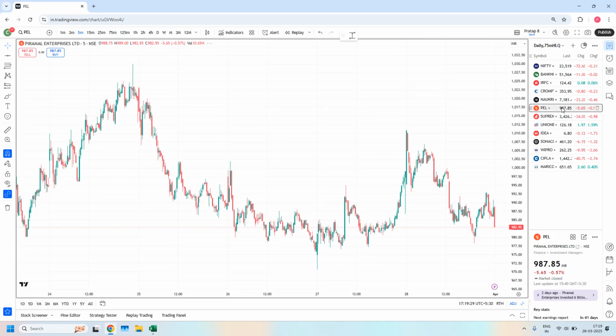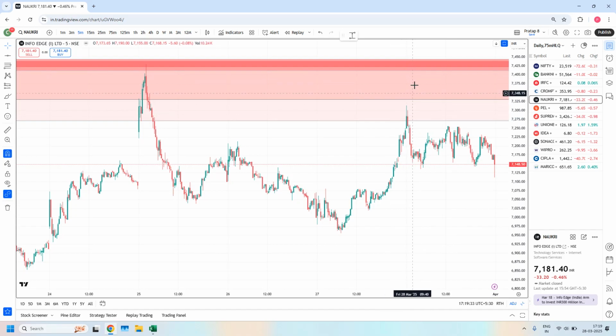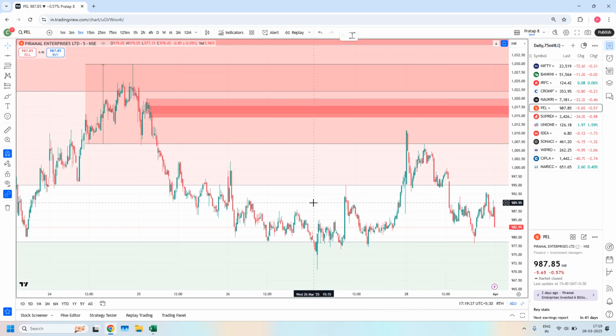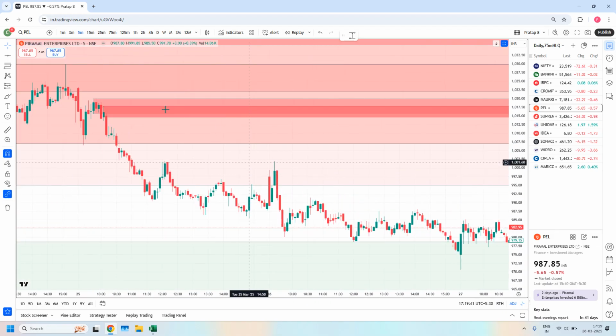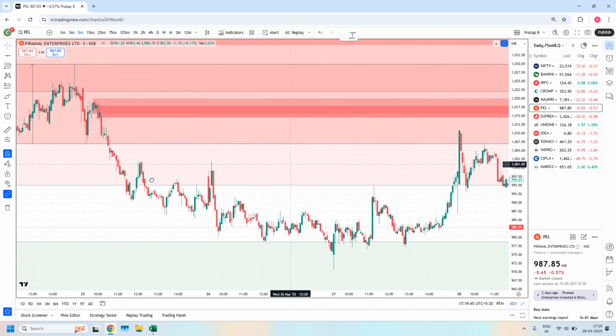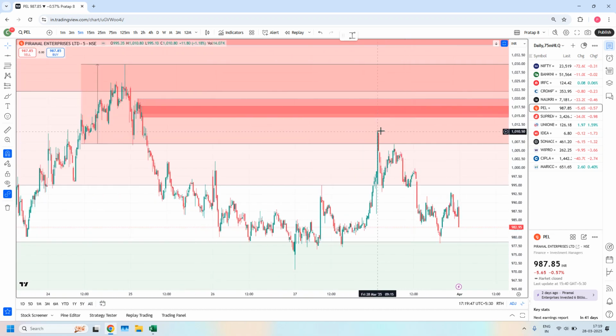So the next one is PEL. Of course, today prices did not go to this area. PEL is a fine-tuned area, drop base drop, and we narrowly missed. Prices reached up to here and sharply came down.